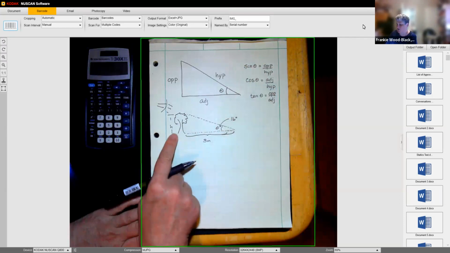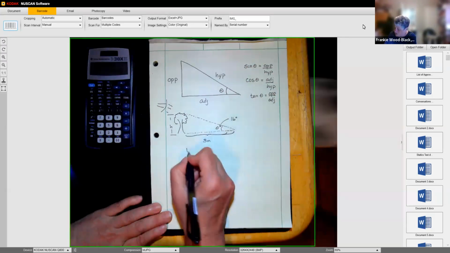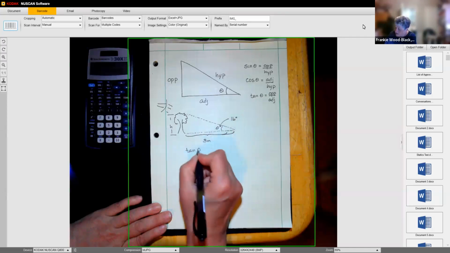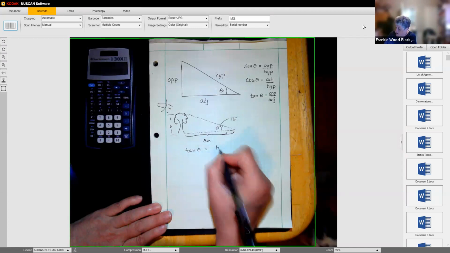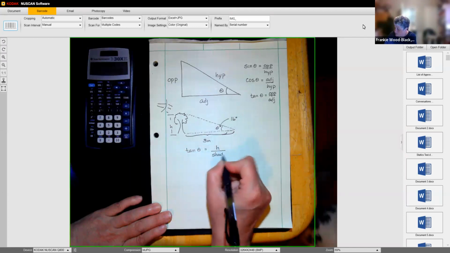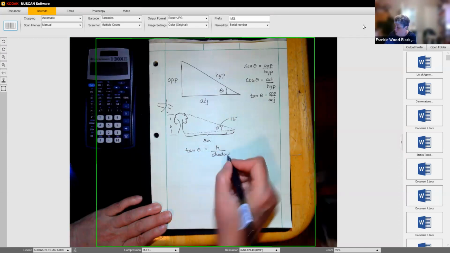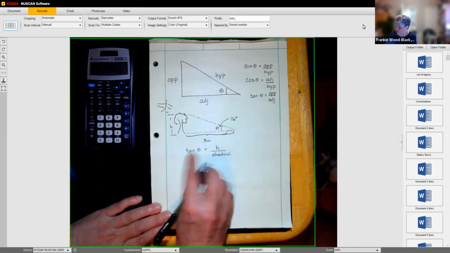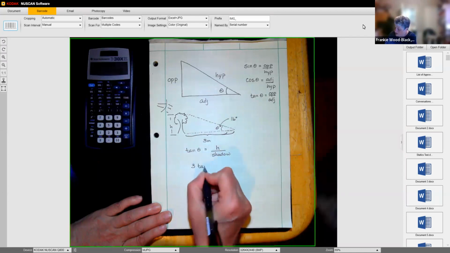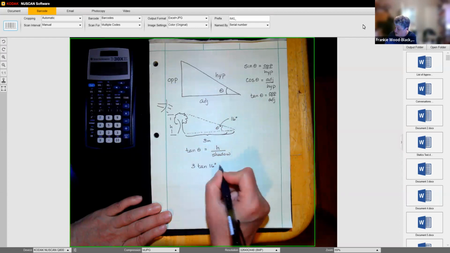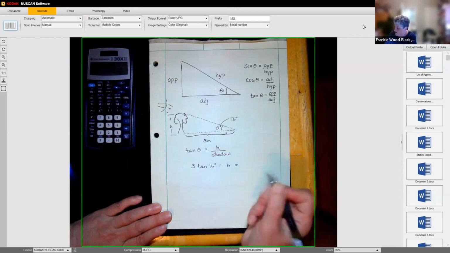So to find the height of the tree, I'm going to look at the tangent of my angle, which is going to equal the height of the tree divided by the shadow. I want to solve for the height. I know what my shadow is, I know what my angle is. So this is going to be 3 times the tangent of my angle, in this case 16 degrees, and that's going to give me the height of my tree.